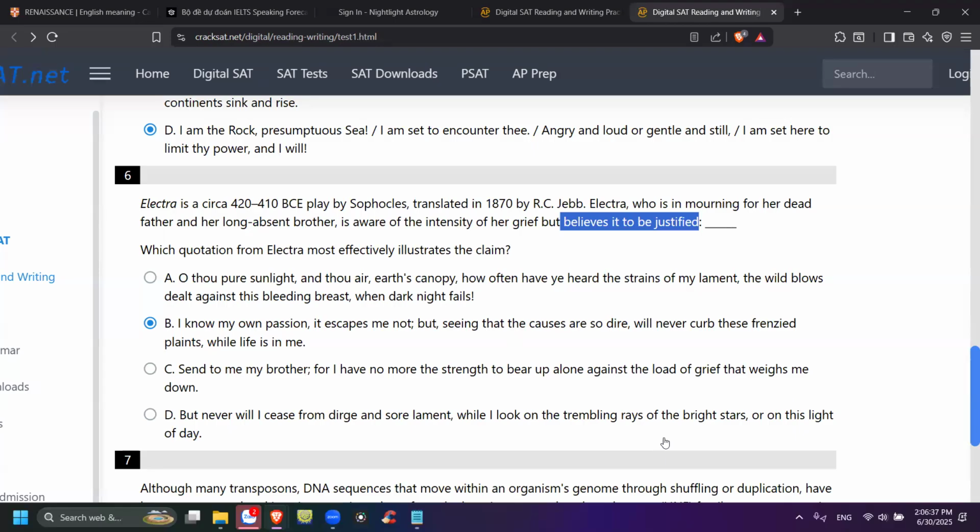But I don't understand why not D. And I don't understand the passion here. What is the passion here? I think her passion here is her grief. Basically, some people grieve, mourning for the dead one. It's like they do not stop grieving, even after months or years. It's like a passion.